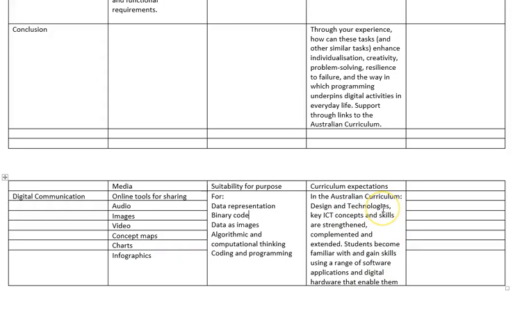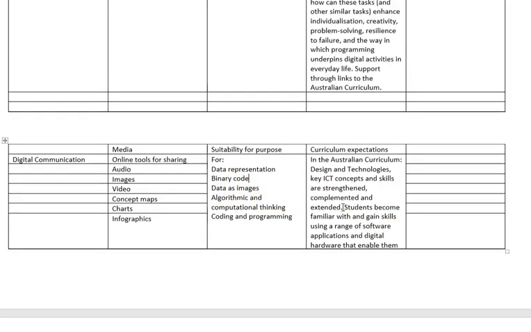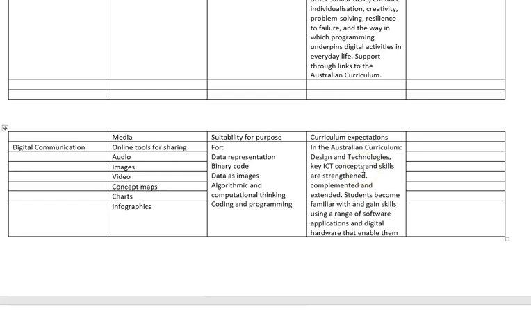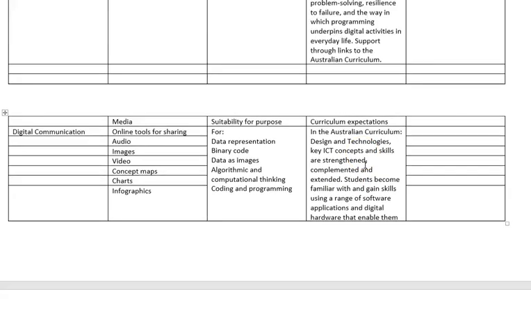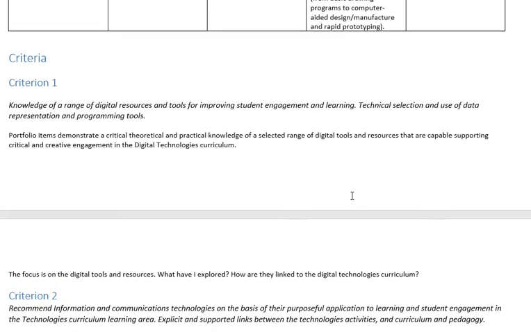Because the curriculum expects, in the Australian curriculum, that students are familiar with all of those skills that we've asked you to demonstrate all the way through from prep to year 2. And then all the way from year 3 all the way through to year 9. So just be aware that you understand what it's for in the curriculum, and that's what we would expect from you. Now going to the criteria.